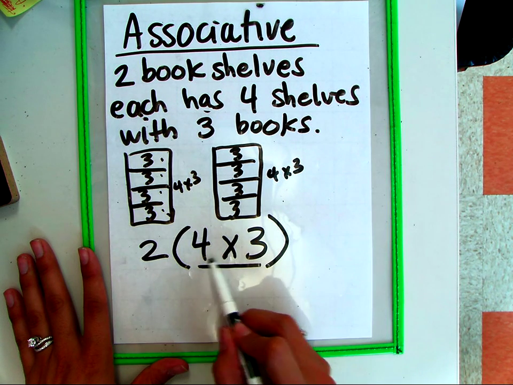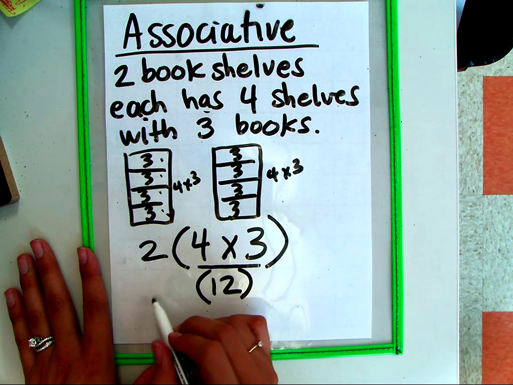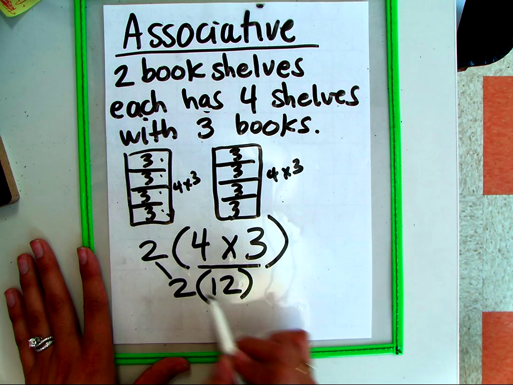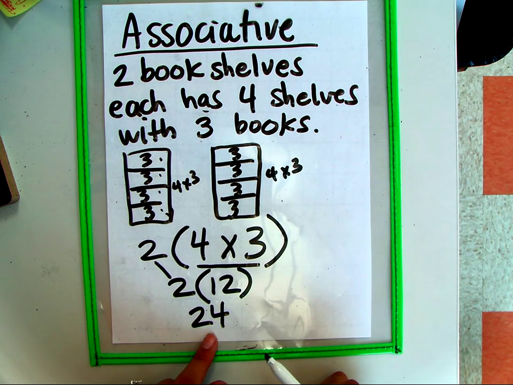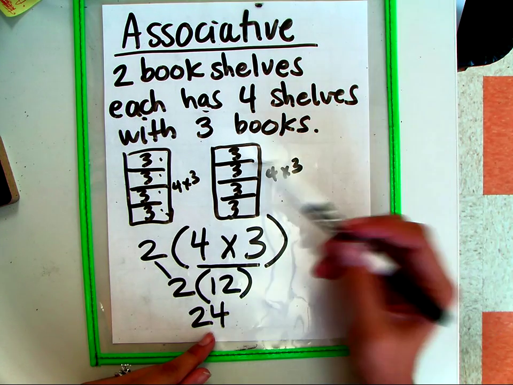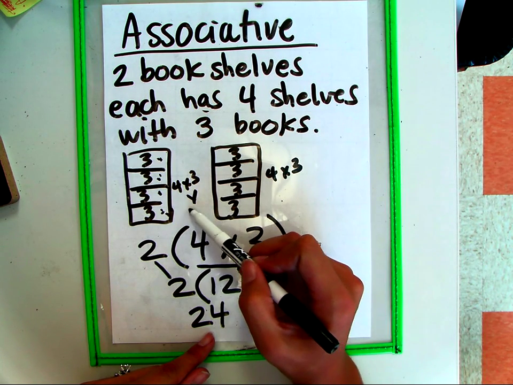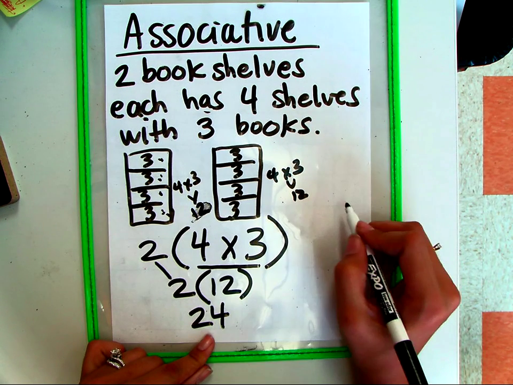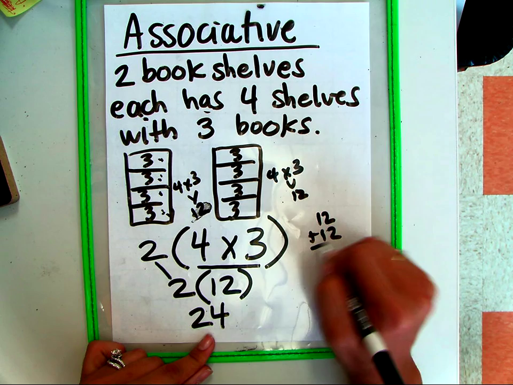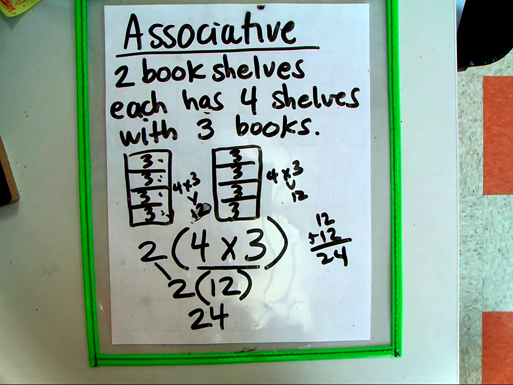4 times 3 is 12. I bring down my parentheses. I bring down my other factor. 2 times 12, that's a doubles fact. 12 plus 12 is 24. That would be faster than me skip counting by 3s that many times, or it would be faster than getting my product here as 12 and 12 and doing 12 plus 12. It's the same thing. This is just a little faster, and that's what the associative property is stating.